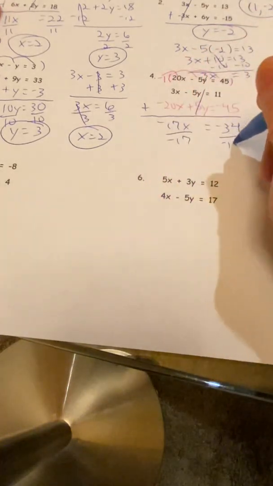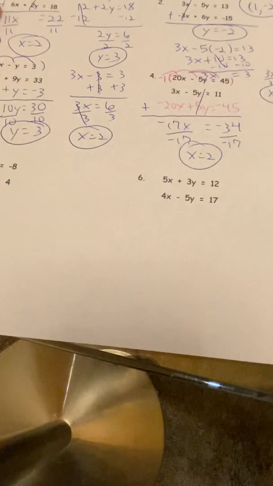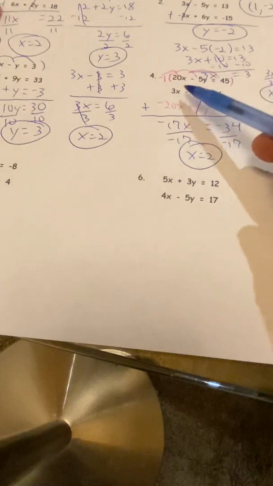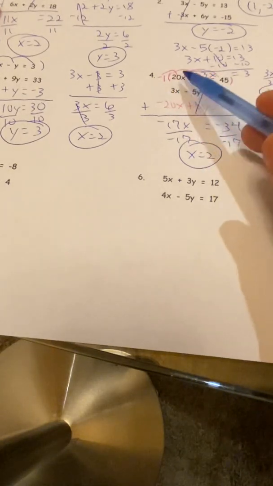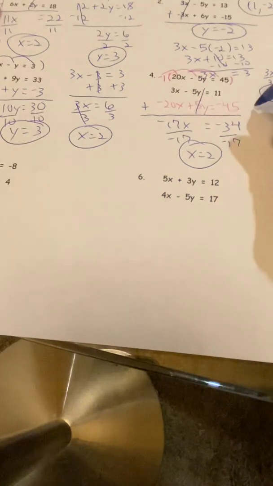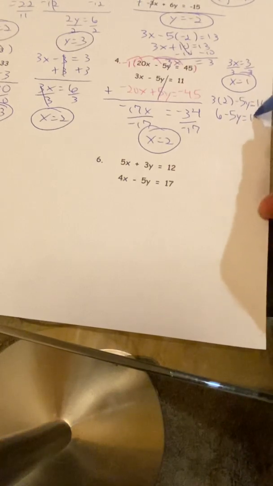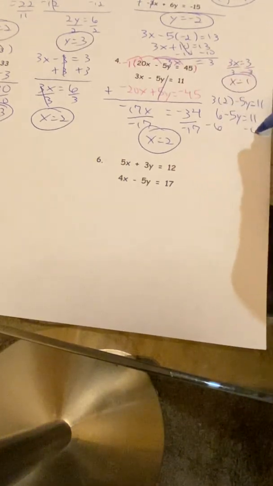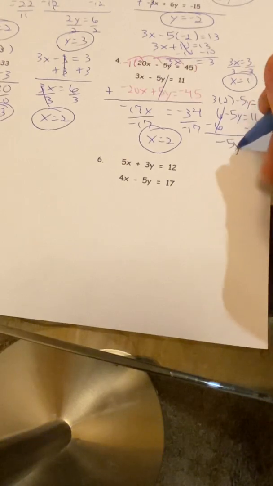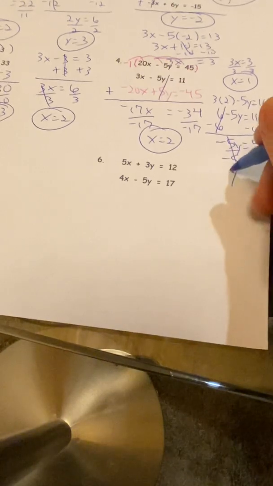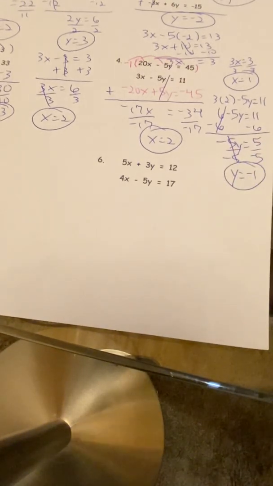Divide by negative 17, and x is 2. From here, plug it back into one of the original rows. Now I'm going to use the bottom row. I look at this, these have larger numbers. So when I do 3 times 2 minus 5y equals 11, that's 6 minus 5y equals 11. Subtract your 6. Negative 5y equals 5. And then you divide. So y is negative 1.